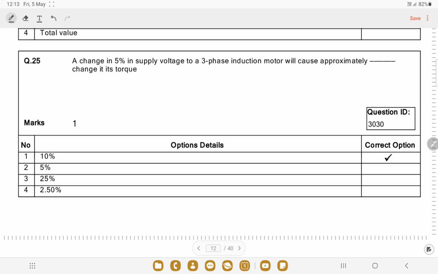Next, it is given a change of 5% in supply voltage of a 3-phase induction motor will cause approximately dash change in its torque. So we know that a 3-phase induction motor torque always varies with the voltage square. So del T will be proportional to twice of del V. Now the change in the voltage is 5%. So 2 into 5 will give you approximately 10%. So option 1 is the correct one.